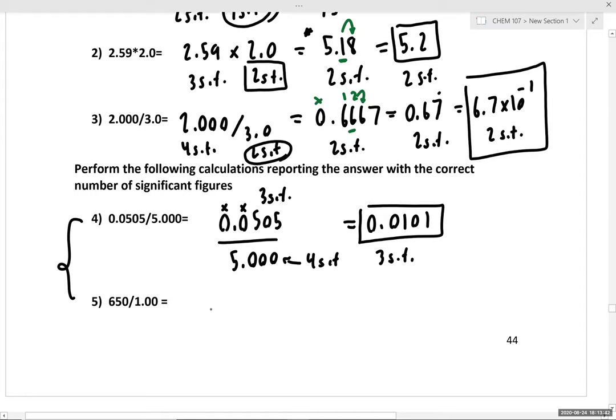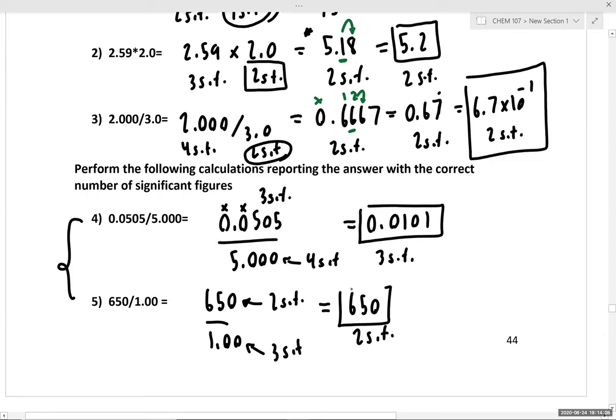Let's look at this next example where we have 650 over 1.00. 650 has 2 significant figures. 1.00 has 3 significant figures. So then, our final answer must have 2 significant figures. We punch this in our calculator, we get 650, which matches our 2 significant figure requirement. Any questions on these examples?